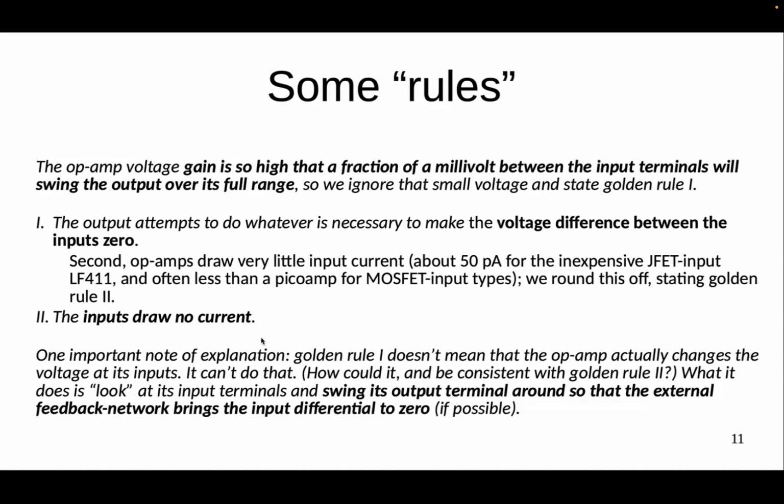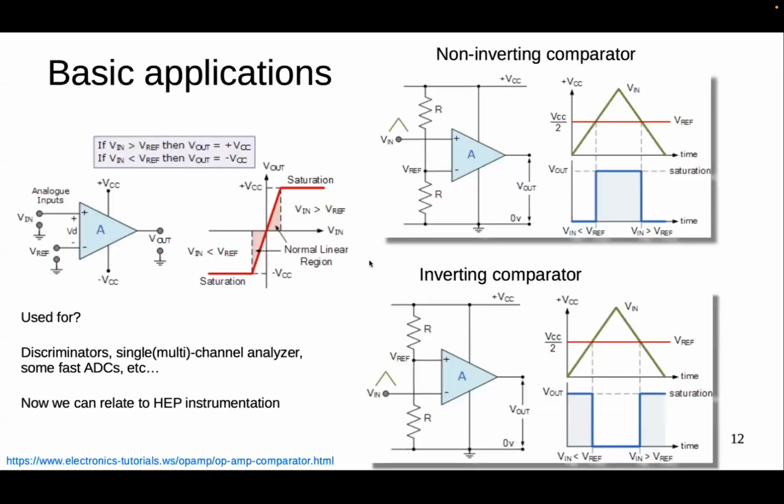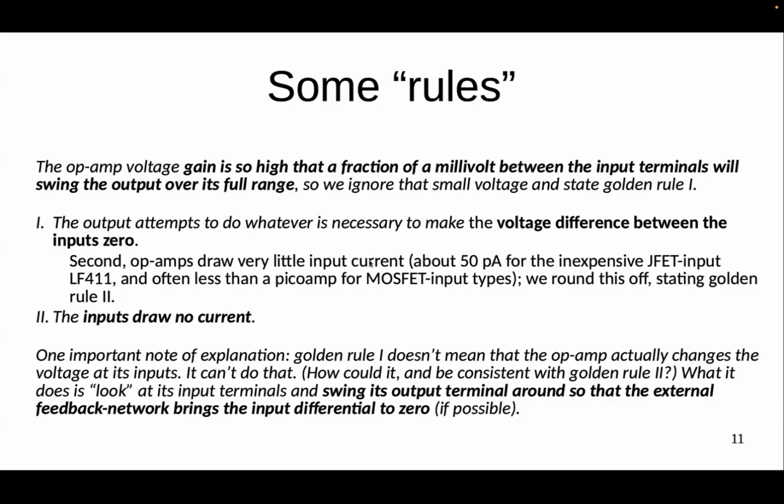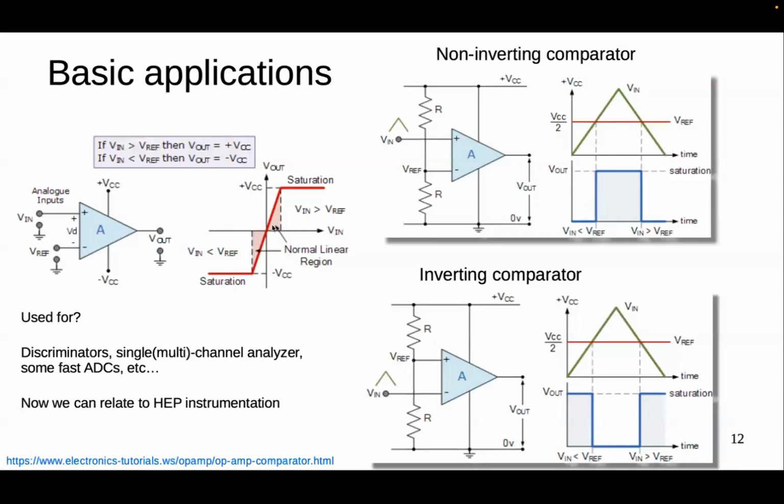Okay, so we have these two rules: that the voltage difference wants to be zero, and we don't draw any current from the inputs between the terminals. So the very basic application that can help us to understand this concept is the non-inverting and inverting comparator, which is a very basic configuration for an operational amplifier.